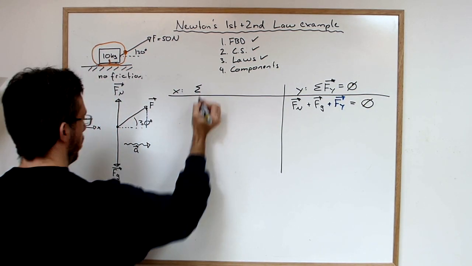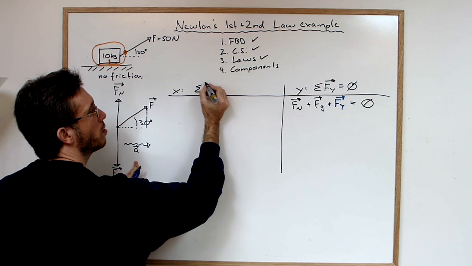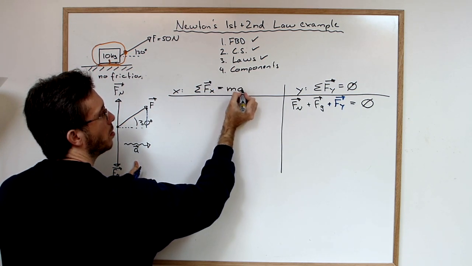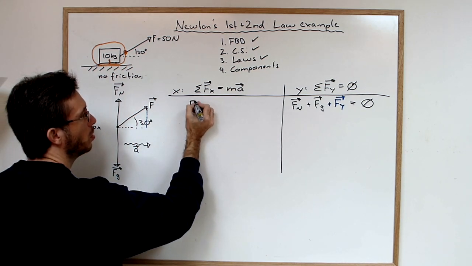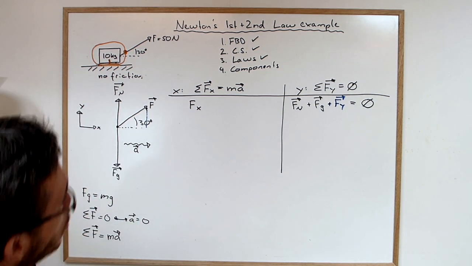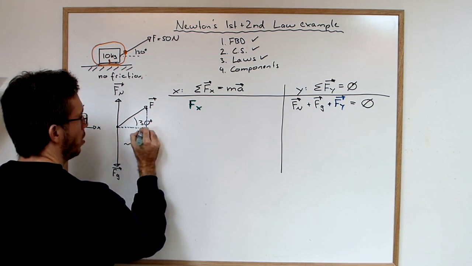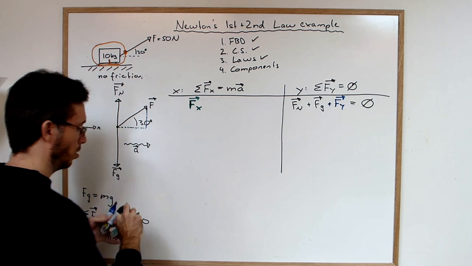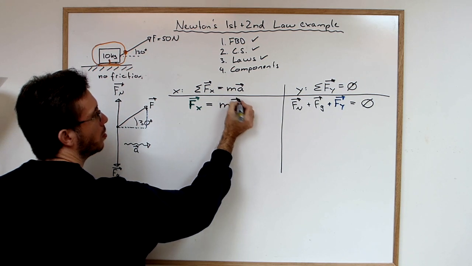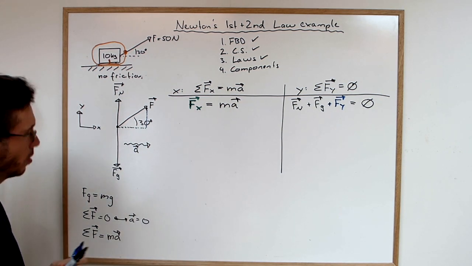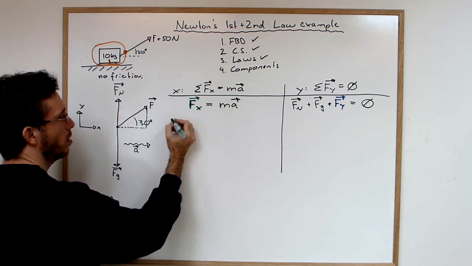In my x direction, however, I assume I have an acceleration in the x direction. So the sum of all forces in x is not zero, but ma. And then what are my forces in x direction? Well, only my pull, F x, the x component here, is equal to ma. Okay, next step, I'm looking at the direction. Is my x component in my positive x direction? So the answer is yes, so plus.